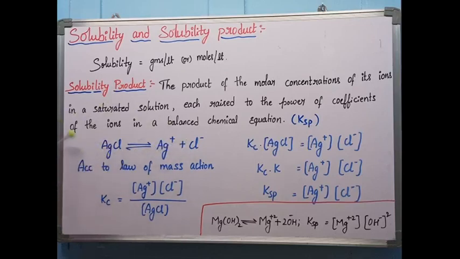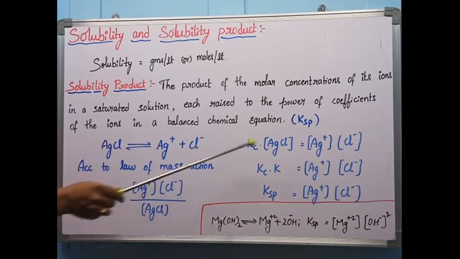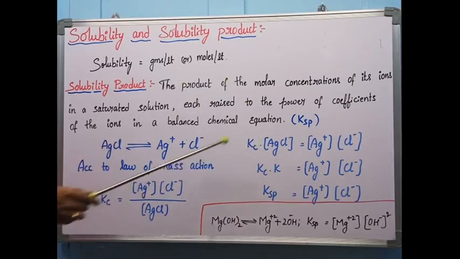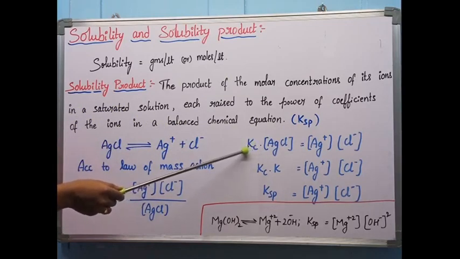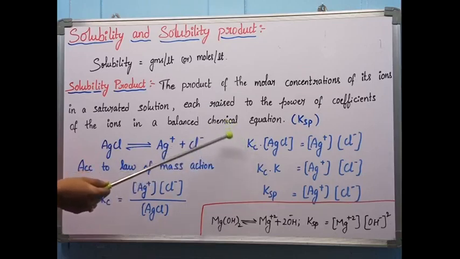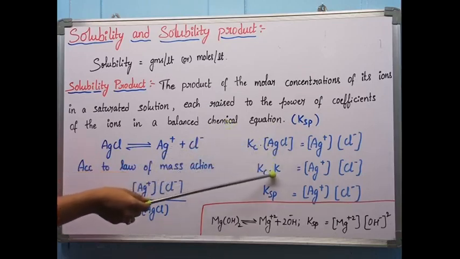If I apply the law of mass action, it is the product's concentration by the reactant's concentration. So at equilibrium, we get the equation: Ag plus concentration times Cl minus concentration divided by AgCl concentration. Okay, so I wrote it like this. If I bring the AgCl concentration to this side, I'll get this equation. We know that AgCl is a very sparingly soluble salt. So at the saturation level, we have a very small amount of AgCl in the solution. So we'll consider AgCl as a constant.